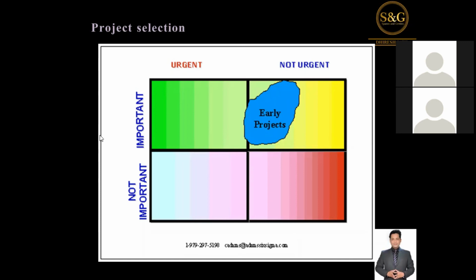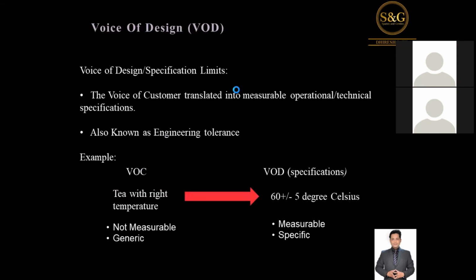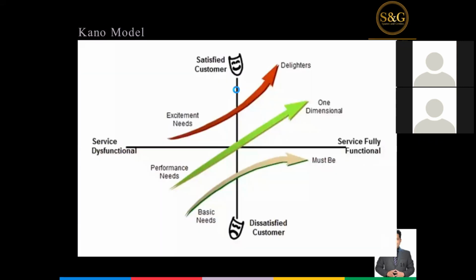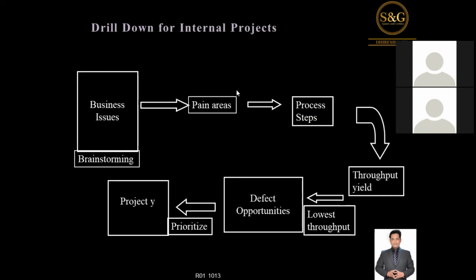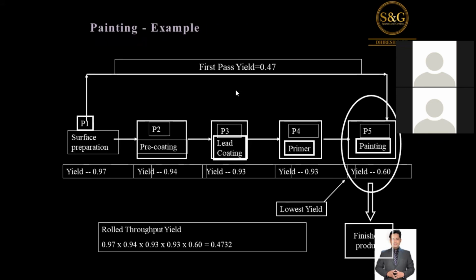Project identification is very, very crucial. Maybe one more thing, where we were on the internal project part. You have demonstrated. I'll go there. When we split it down, the P1, P2, the primer and the painting part.